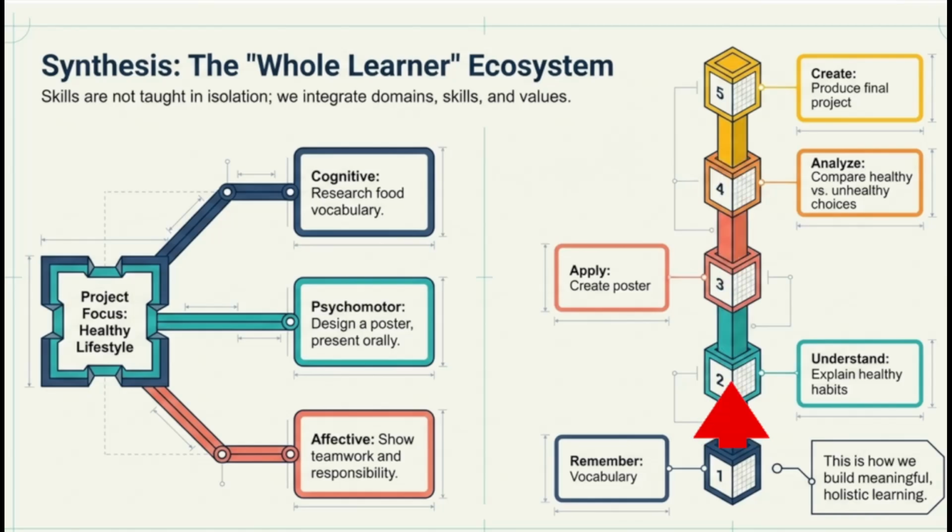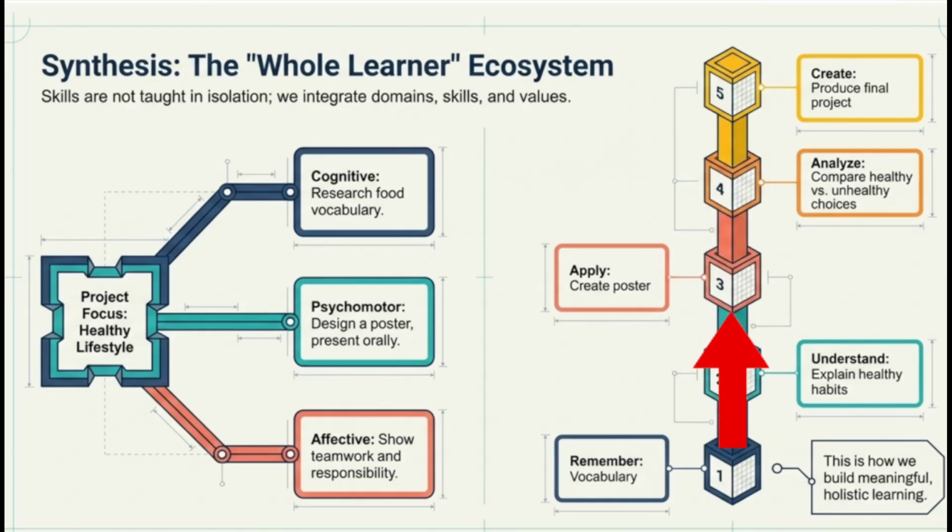First, the cognitive domain. Students research food vocabulary and learn key terms. Next, the psychomotor domain. They use their hands and voices, designing a poster and presenting it orally. Then, the affective domain. They show teamwork, responsibility, and positive attitudes while working together.